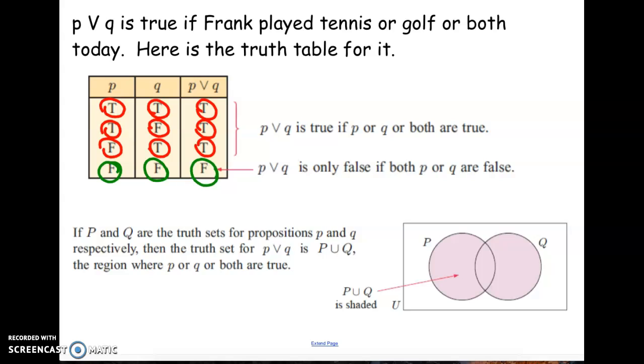Here's what the truth set looks like for a Venn diagram for a disjunction. Notice you have an overlap and we have both pieces shaded. So it's shading all of this because it's the word or.